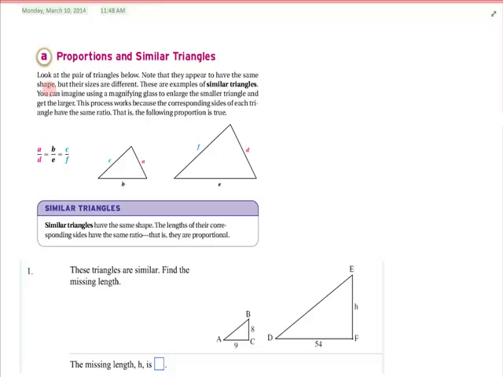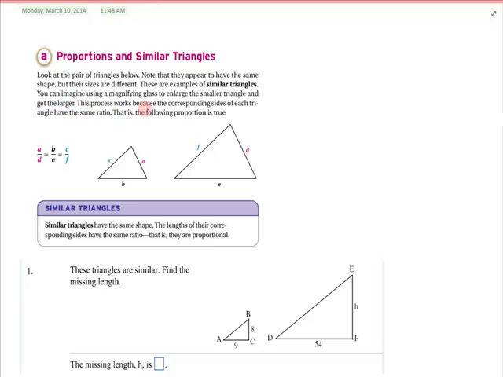All right, it says look at the pair of triangles below. Note that they appear to have the same shape, but their sizes are different. These are examples of similar triangles. You can imagine using a magnifying glass to enlarge the small triangle and get the larger.